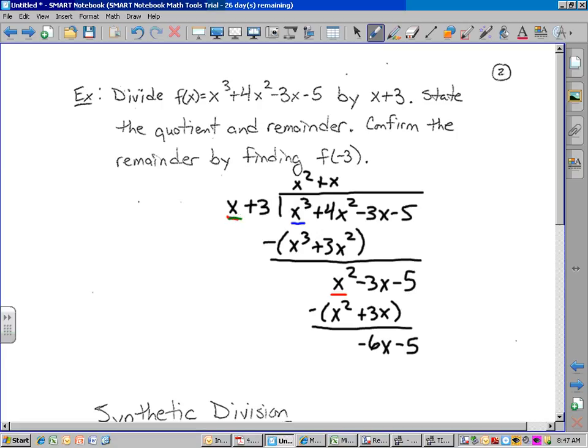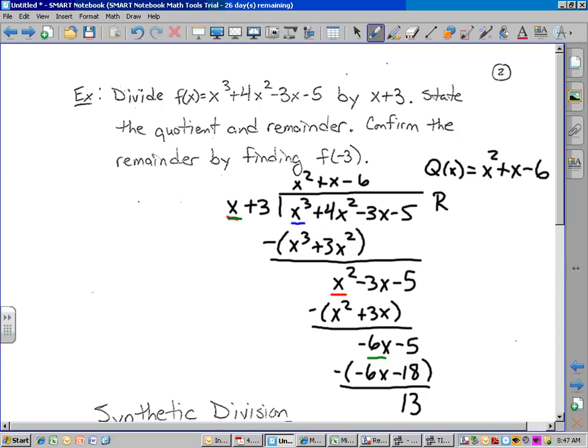What do we multiply x by to get negative 6x? Negative 6. We get negative 6x minus 18. Subtracting, we get negative 5 plus 18, which would be 13. So our quotient, q of x, is x squared plus x minus 6. The remainder is 13.